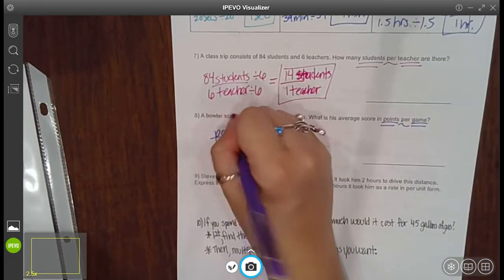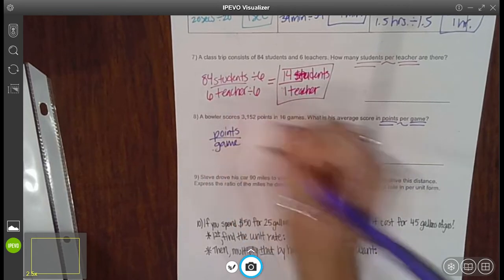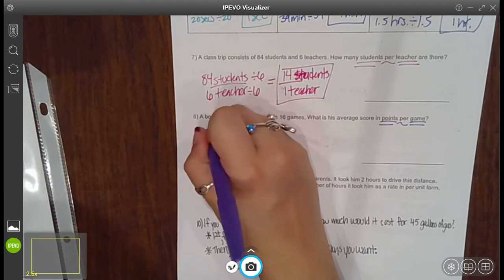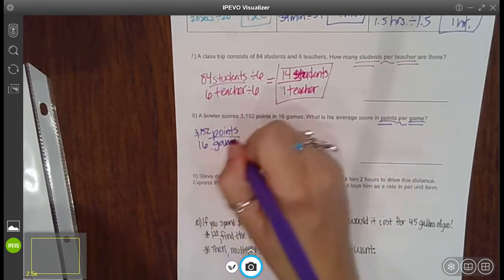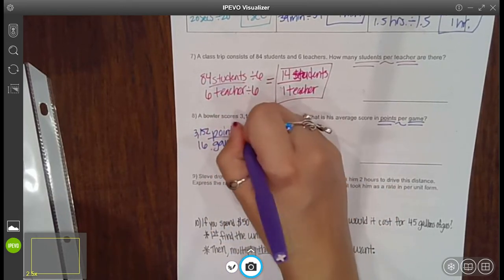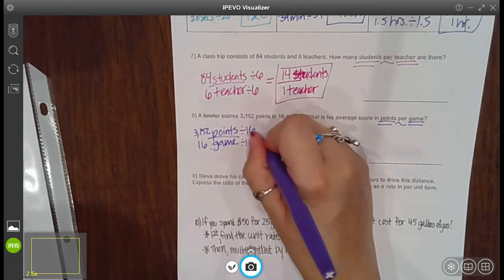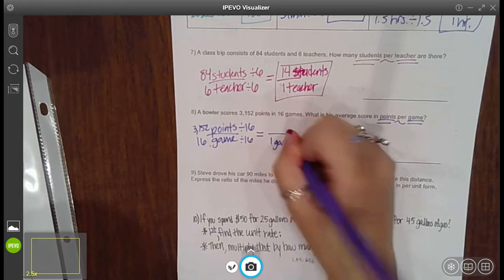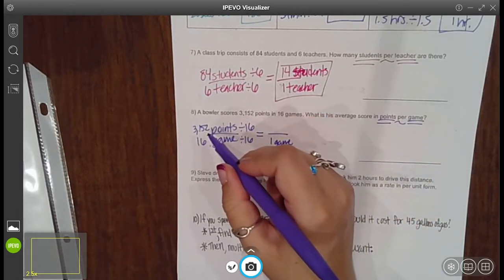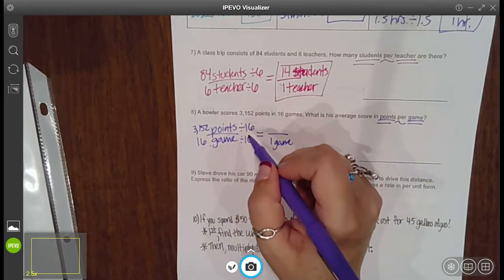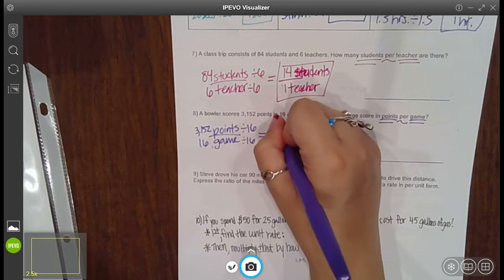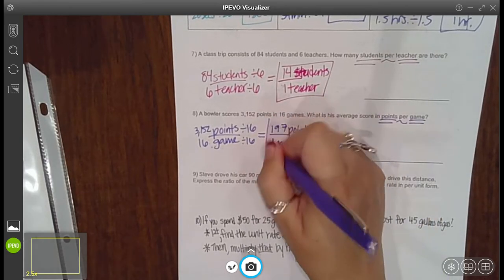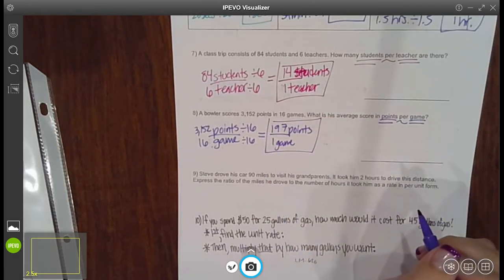Okay, points per game. Well, 3,152 points in 16 games. If I find the unit rate, I'm going to divide by whatever's in the denominator. 16 divided by 16 is 1. So 1 game, 3,152 divided by 16 was 197 points. So they averaged about 197 points per game.